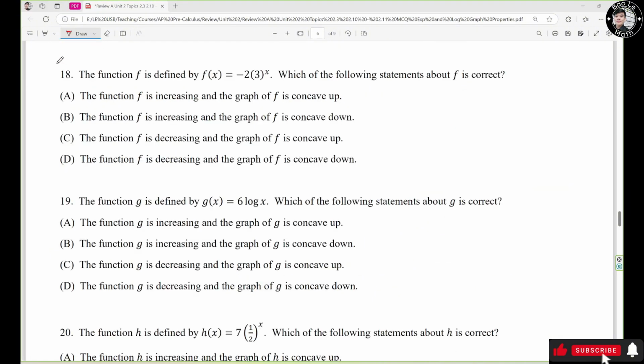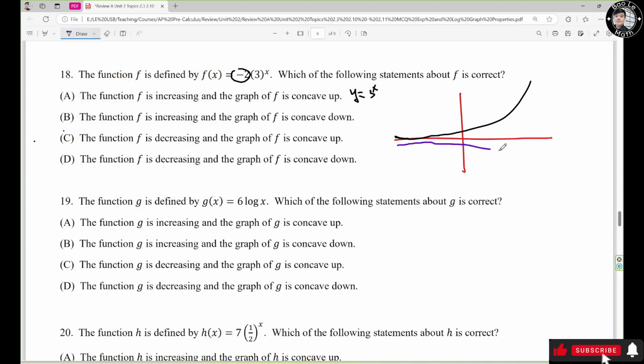Now let's move on to number 18. The function f is defined by f of s is negative 2 times 3 to the s, right? Now we need to sketch this one. We know that the exponential function y equals 3 to the s could be an exponential growth function, so it could be something like this. Now, since you have the negative 2 in front of the output, there is a reflection over the x-axis, so it could be something like this.